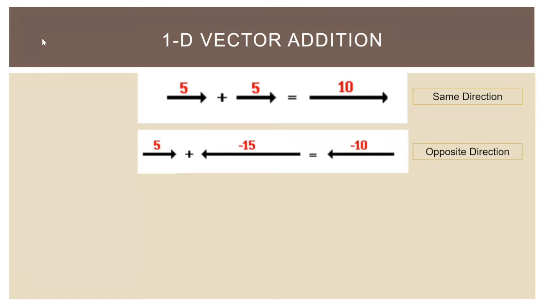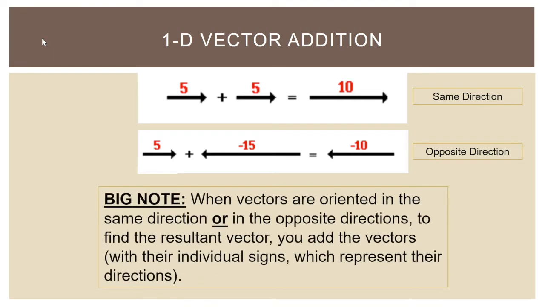And what we can say as sort of a common rule for both of these examples, which we definitely saw for sure in the video yesterday, is when vectors are oriented in the same direction or in the opposite directions, notice both examples of one-dimensional vector addition, to find the resultant vector, you add the vectors with their individual signs, which represent their directions. So in all of these vector addition problems, we're going to use the idea, again, of a coordinate system, and we're going to make sure that we follow the conventions of the coordinate systems that we've always been following for the whole year.